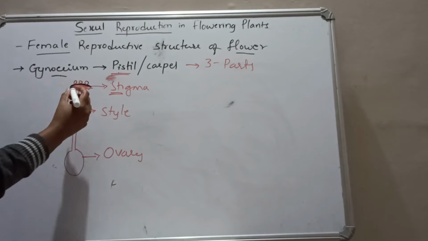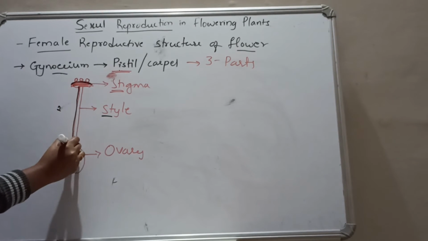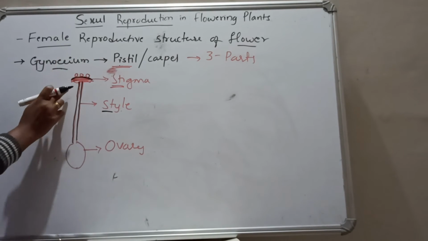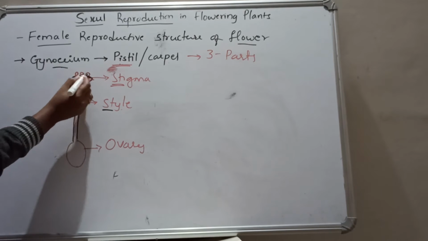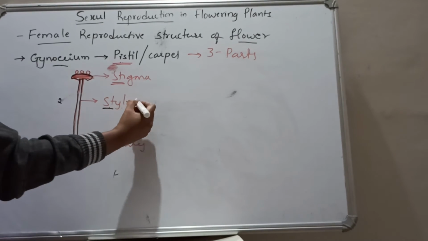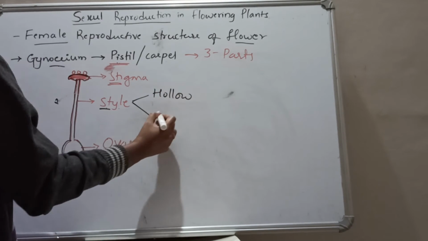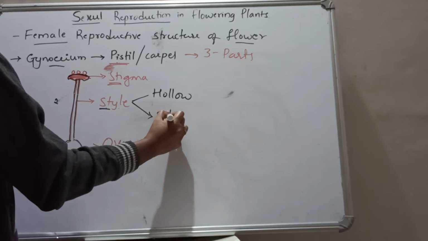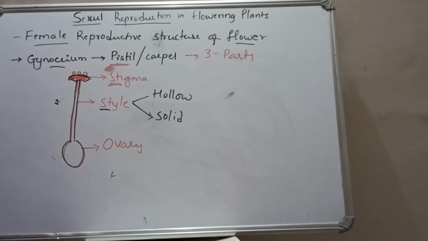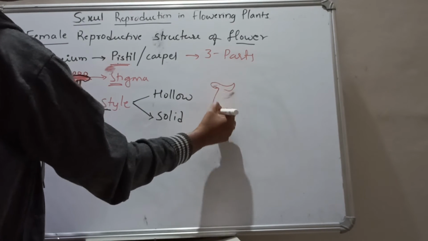And the slender second part is the style. The slender, elongated, tube-like structure is called the style, and it helps to connect both the stigma and the ovary. In the style there are two types. The first one is hollow and the second one is solid. These are the two types of styles.